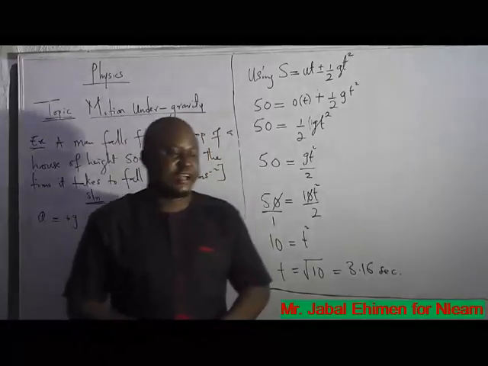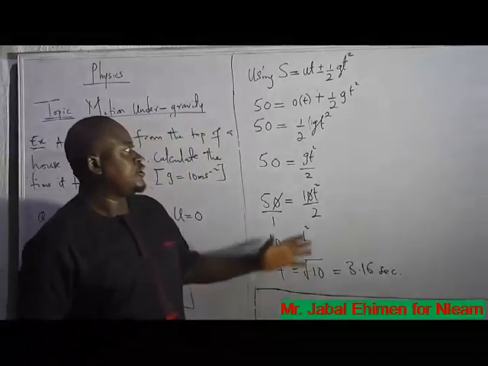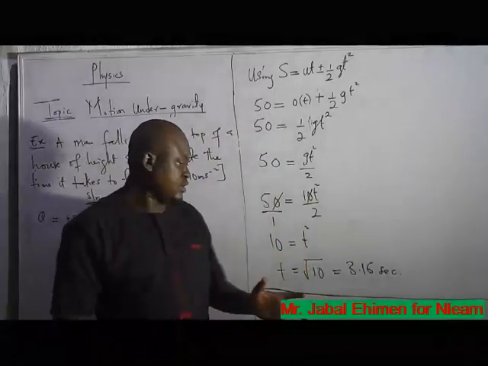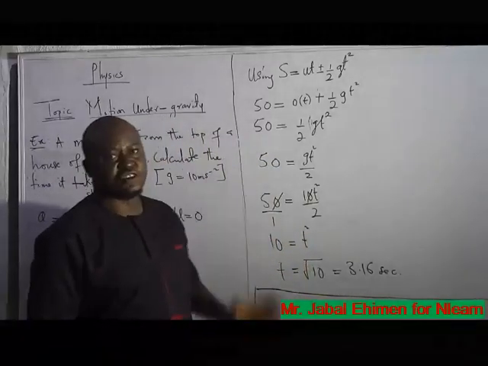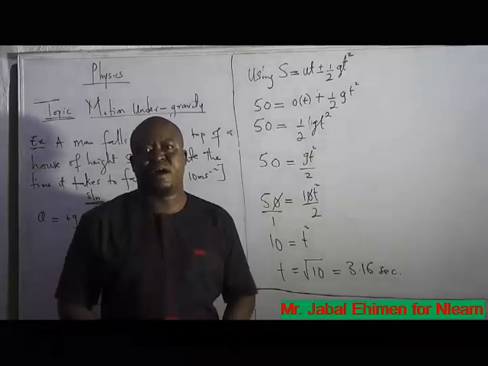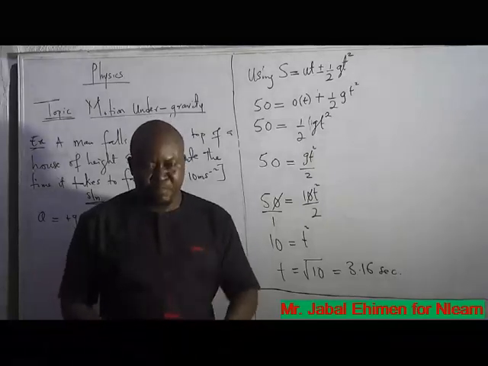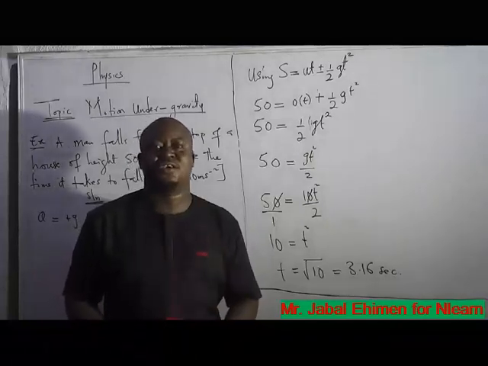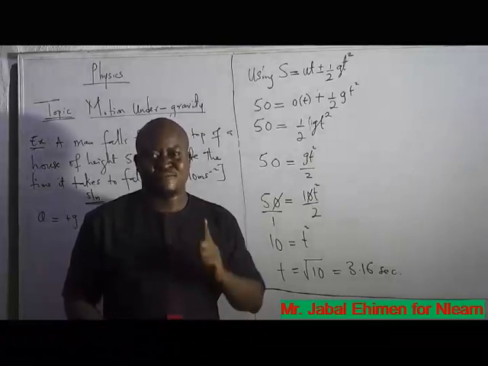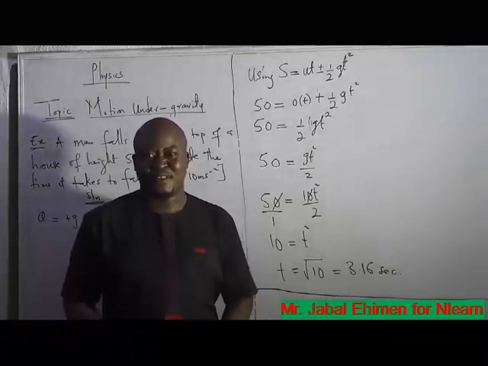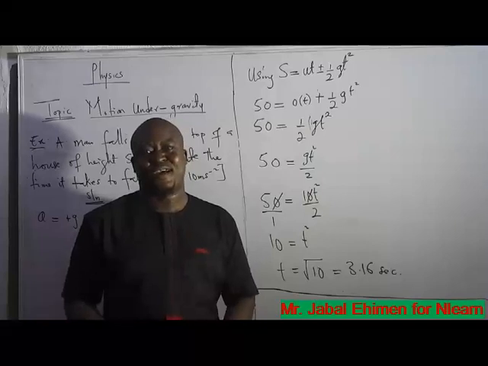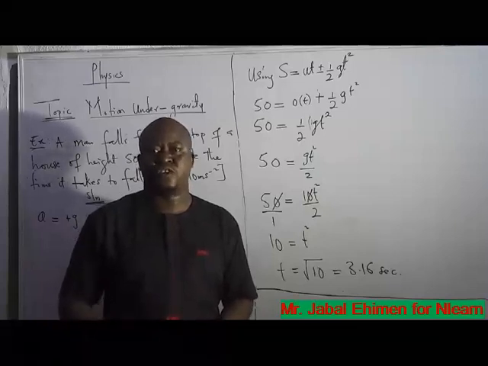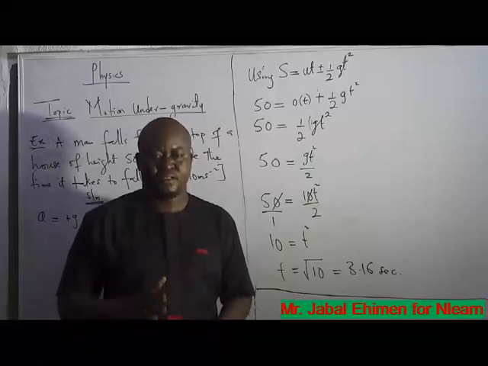Thank you very much. You can attempt any question as far as motion under gravity, but always remember your key view. When the body is going up, g is minus, v is 0. When the body is coming down, u is 0, and g is positive. With that, you don't have any problem with questions that has to do with motion under gravity. Thank you very much.